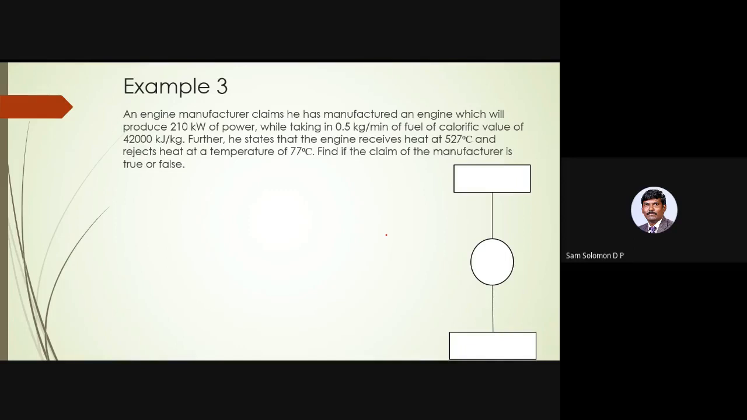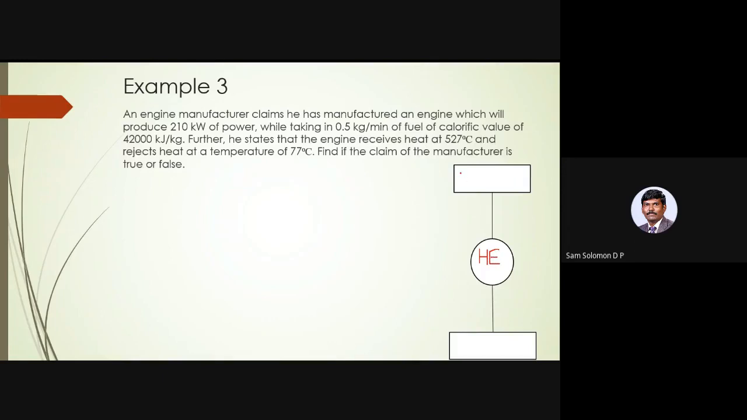The first thing is, he's an engine manufacturer, so we will be able to identify that this is a heat engine. That is the first step. So this is a heat engine. Draw the line diagram immediately. They have given you the source temperature and the sink temperature. So what is given to us in the problem is a heat engine.